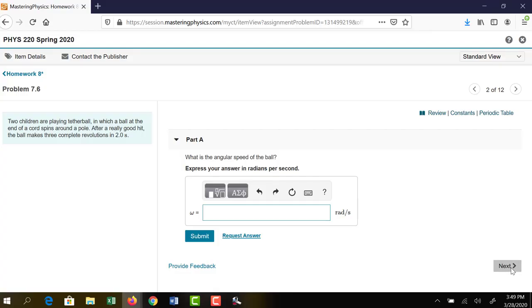Okay, so 7.6, 2 children are playing tetherball, in which a ball at the end of a cord spins around a pole. After a really good hit, the ball makes 3 complete revolutions, so it goes around 3 times in 2 seconds. And we want to know the angular speed of the ball. A hint here is, the units are listed: radians per second. So radians per second tells you that's the angular speed. Okay, let's take a look at this.